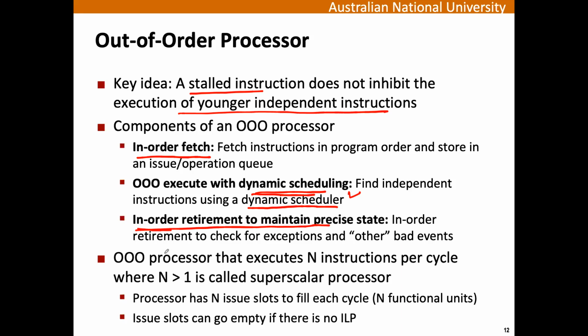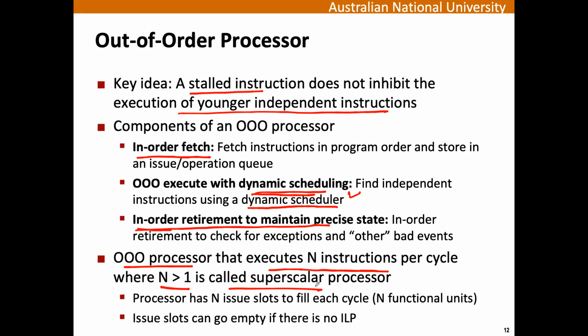An out-of-order processor that executes n instructions, where n is greater than 1, is called a superscalar processor. All the processors you have today, even in your mobile, even in your laptops, are most likely superscalar processors. You fetch 4 instructions from memory, you execute 4 instructions, or at least you try to. Now, if you give me a program like the example I just showed you, where there is just one long dependent chain of instructions, a superscalar processor cannot help. But that's not typically the case.